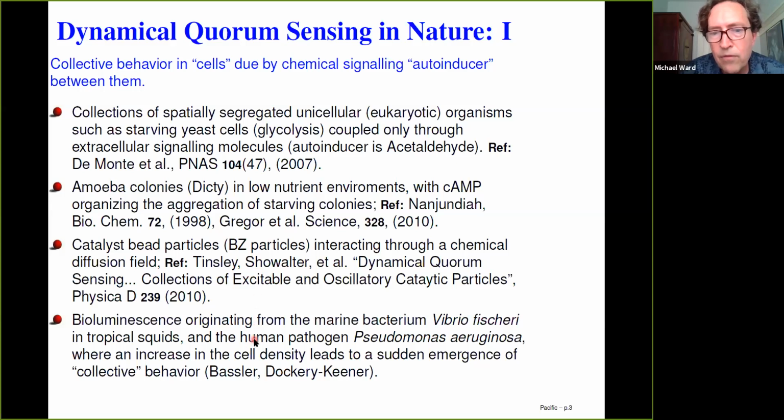But there's another type of collective behavior that can occur, and this is the phenomenon of bioluminescence, originating from the marine bacterium Vibrio fischeri, and also similar phenomena, at least mathematically, in a human pathogen, where the cell density does not lead to an oscillation, but leads to a sudden emergence of collective behavior. Everything is monotonic, but as you increase the cell density, there's a switch to a new large amplitude type solution.